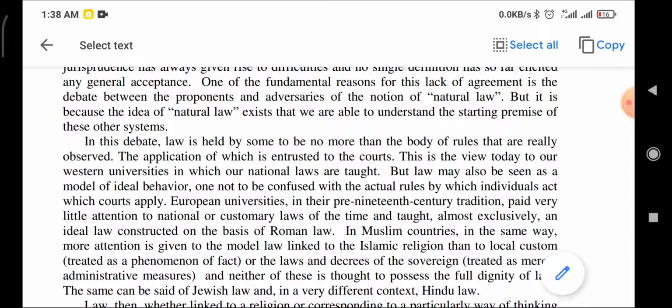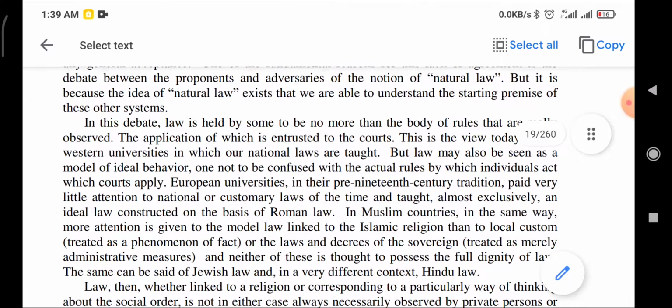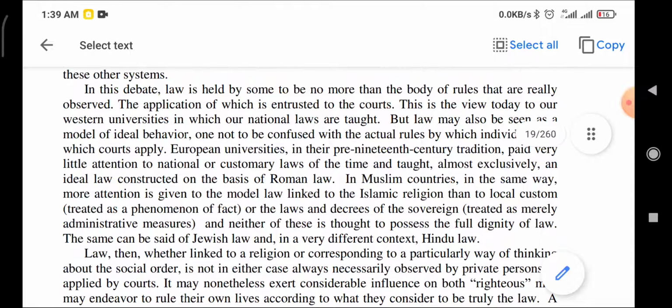In Muslim countries, in the same way, more attention is given to the model law linked to the Islamic religion than to local custom, treated as a phenomenon of fact, or the laws and decrees of the sovereign, treated as merely administrative measures. And neither of these is taught to possess the full dignity of law. The same can be said of Jewish law and, in a very different context, Hindu law.